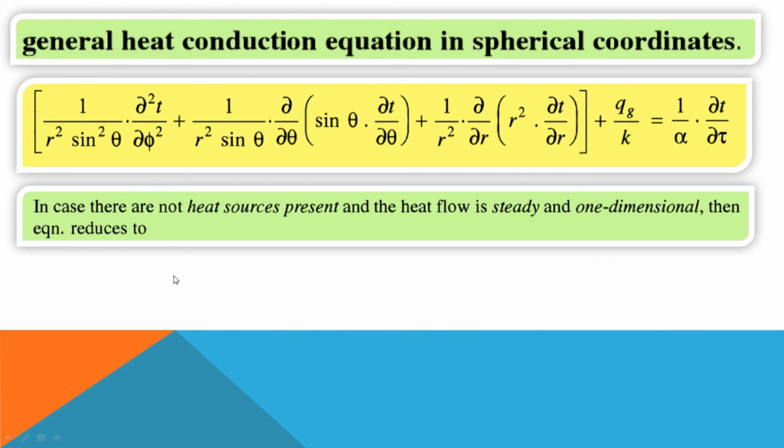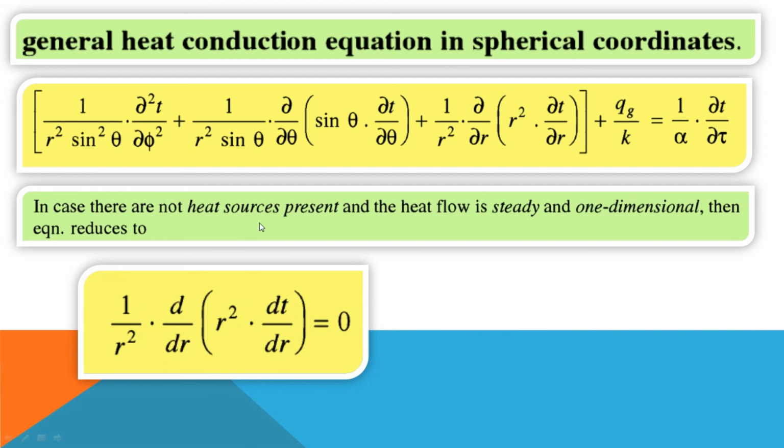In this equation, if there is no internal heat source, or we can say no internal heat generation is present, and the heat flow is steady and one directional, then the equation is reduced. One dimension means the theta and phi directions are neglected. The transfer of heat in theta and phi is neglected because here we are considering only one direction. Steady state means this term will become 0. Steady state del T by del tau is 0, and there is no internal heat source, or no internal heat generation, so this term also becomes 0. So the equation is reduced to 1 upon r square into d by dr of r square into dT by dr equal to 0.